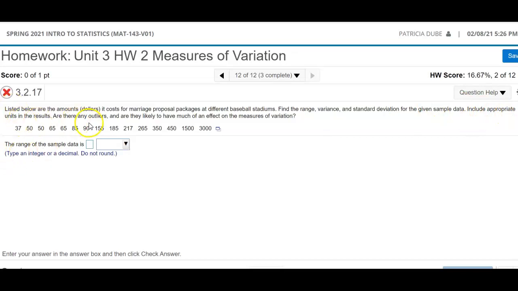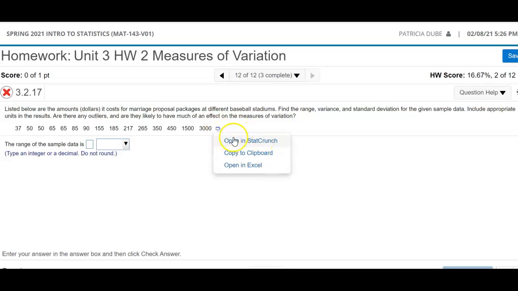That's going to be important because they're going to want us to include units in our results. And then they want to know if there are any outliers and are they likely to have much of an effect on the measures of variation. So you have everything from $37 to $3,000. It asks us to find the range. You should be able to find the range without using StatCrunch: 3,000 minus 37. 37 is the lowest, 3,000 is the highest. That will be your range, but let me show you that StatCrunch will even give you that. So you just have to understand what the range is.